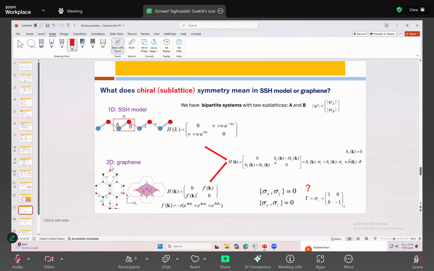Again, if you remember, I can summarize the Hamiltonian of a SSH model and the graphene system. For example, this one is one-dimensional, this is two-dimensional, and overall I can rewrite all of these Hamiltonians, the tight-binding Hamiltonians, in the reciprocal space like this one.